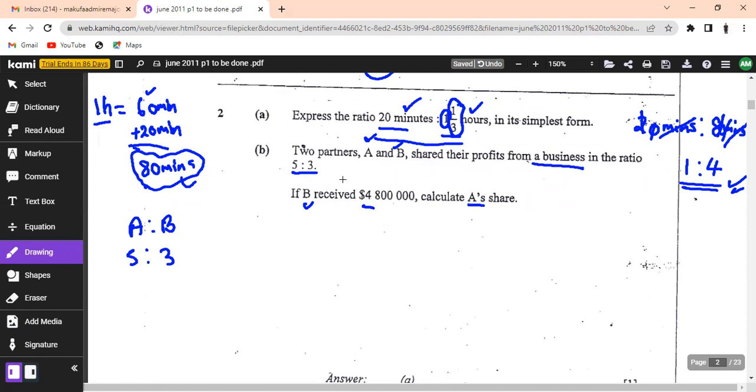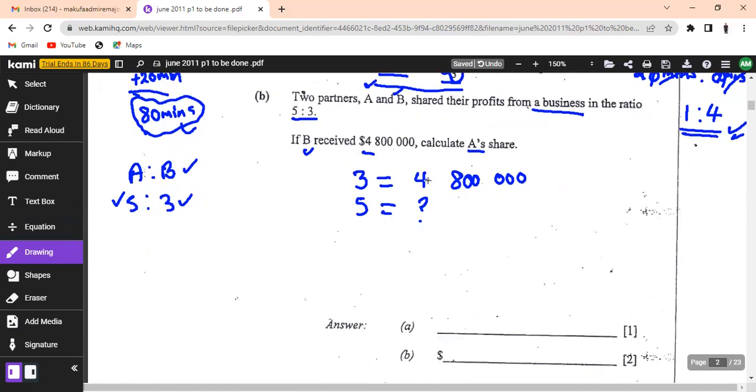So B is the one that we are given with a 3. So according to 3, B got 4,800,000. That is what she got. What about A, who has got a ratio of 5? What is he going to have? So it's a matter of your application of proportion there, where we know that A is definitely going to have more. 5 is greater than 3, which means the amount here is going to be more.